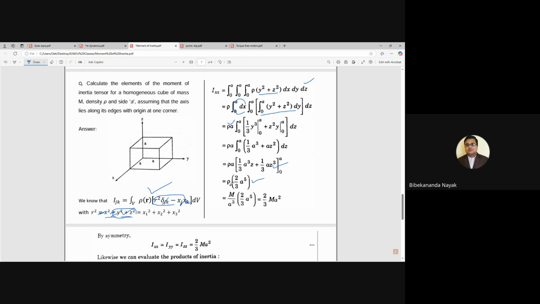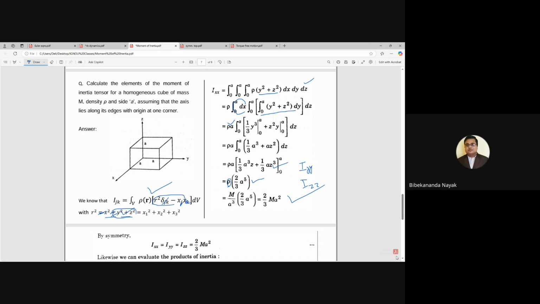If in place of density you use the mass per volume term, m by a cubed, the volume of the cube, it will be 2 by 3 m a squared. And Iyy and Izz, since it is a cube and symmetric along all axes, all have the same value.